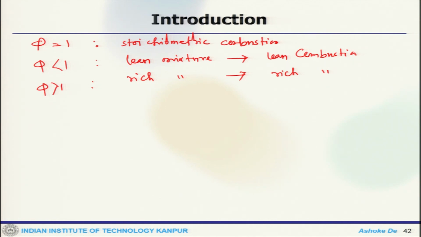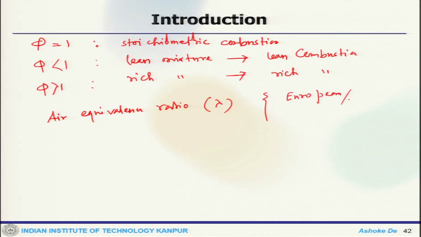Now, typically different countries use different conventions. The European convention, and to a certain extent the Japanese too, uses the air equivalence ratio, which is called lambda. This is, in a nutshell, the European/Japanese convention.